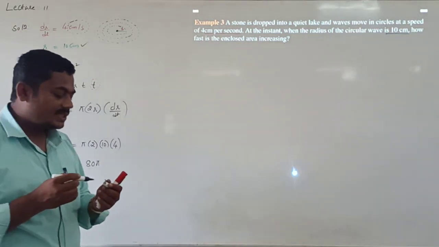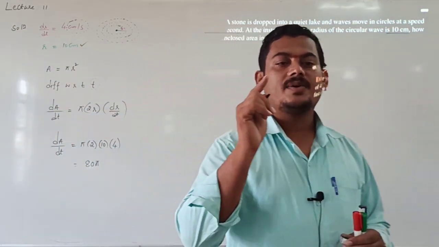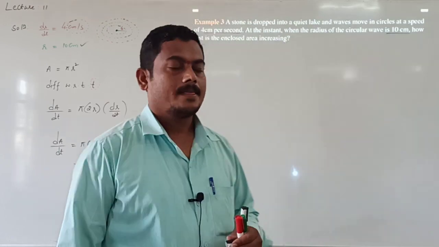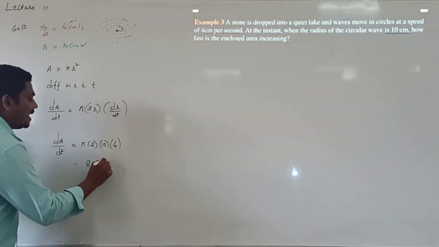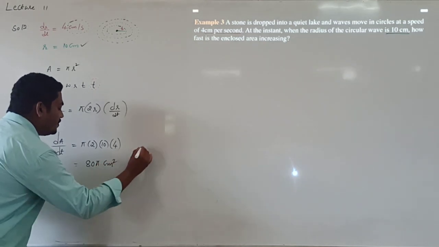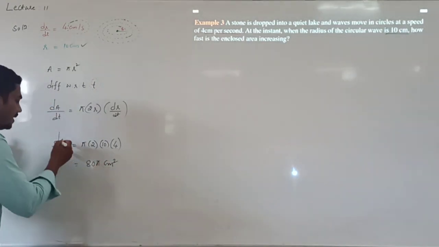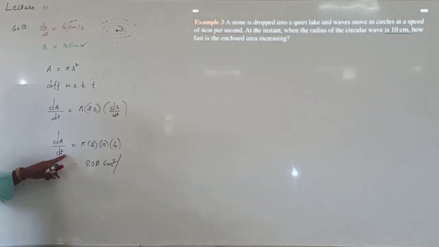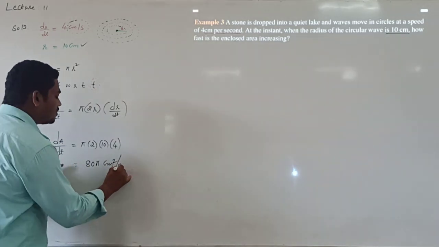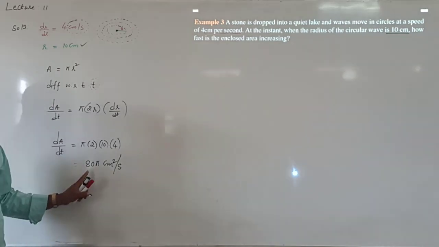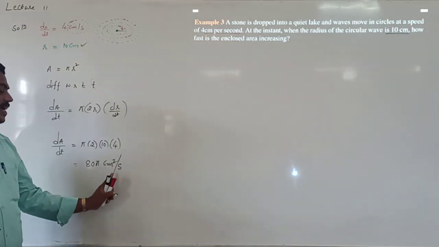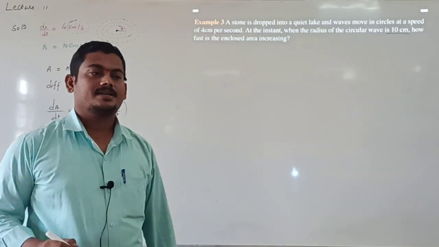Can you tell me its unit? Writing the unit is very important. Look at the left hand side. In the numerator, area is there. It is measured in centimeter square. In the denominator, a time function is there, so per second. Area of the circular wave is changing at 80 pi square centimeter per second.